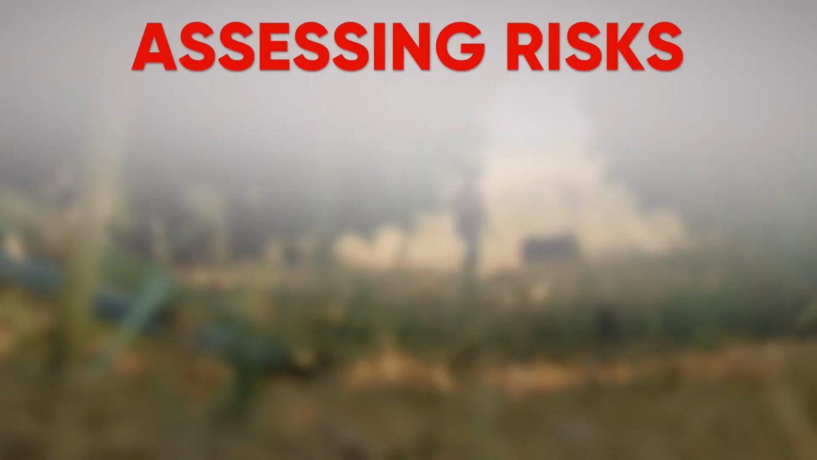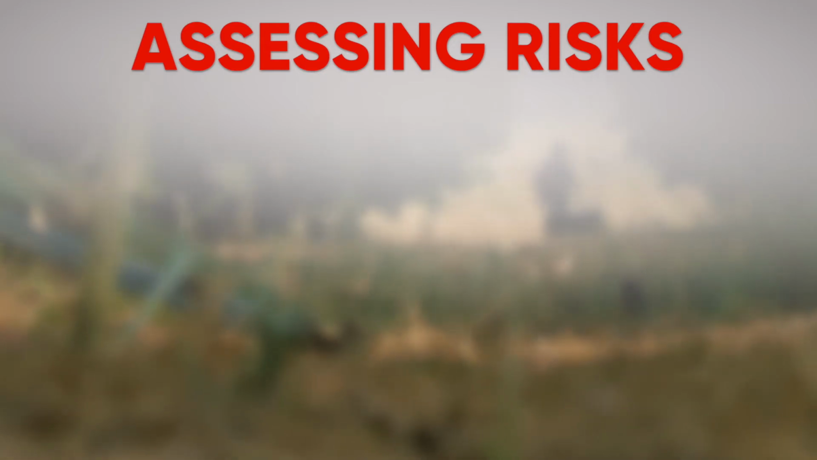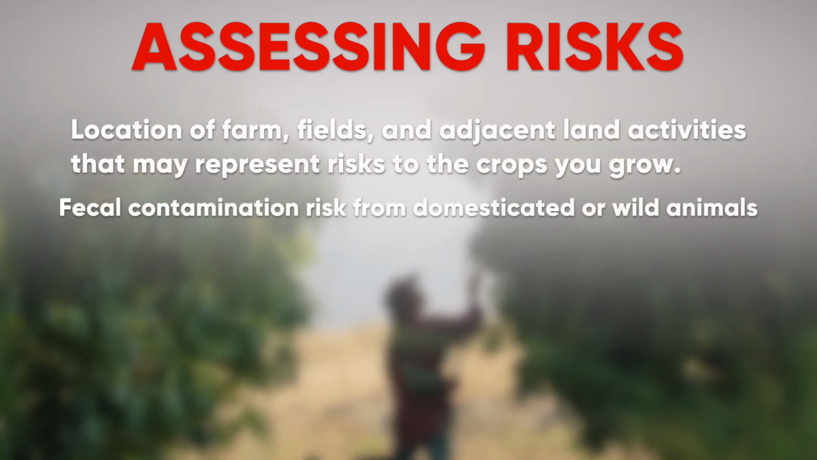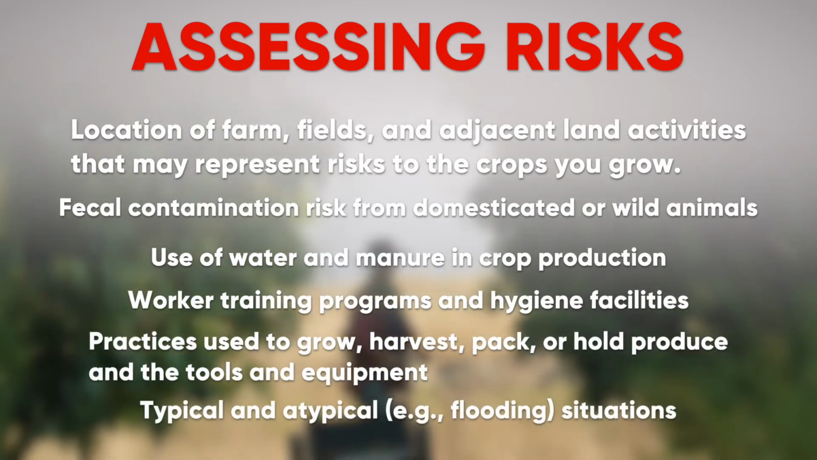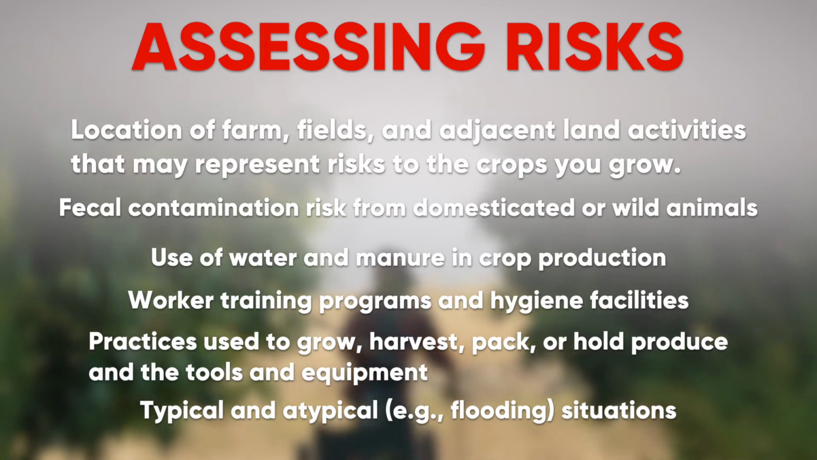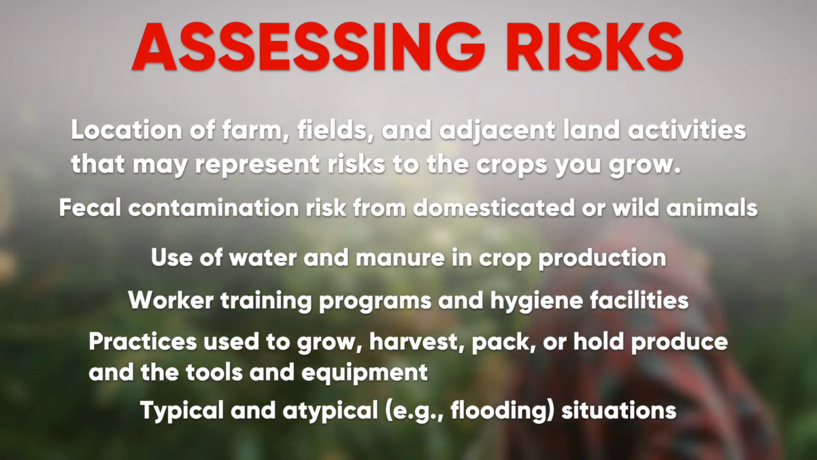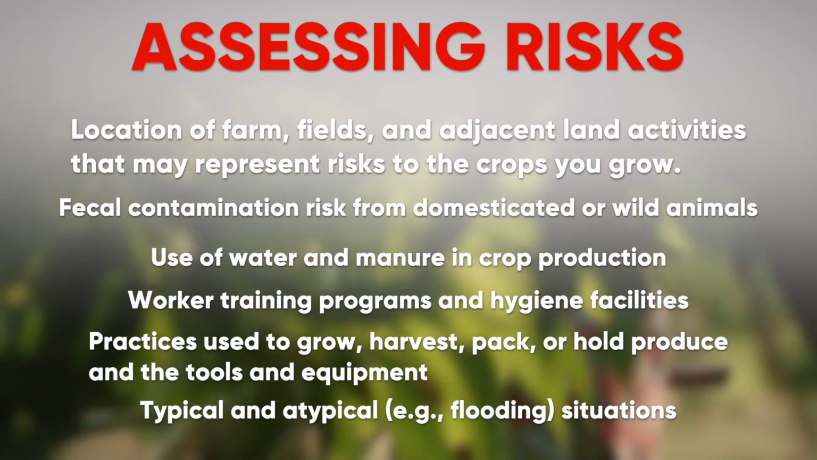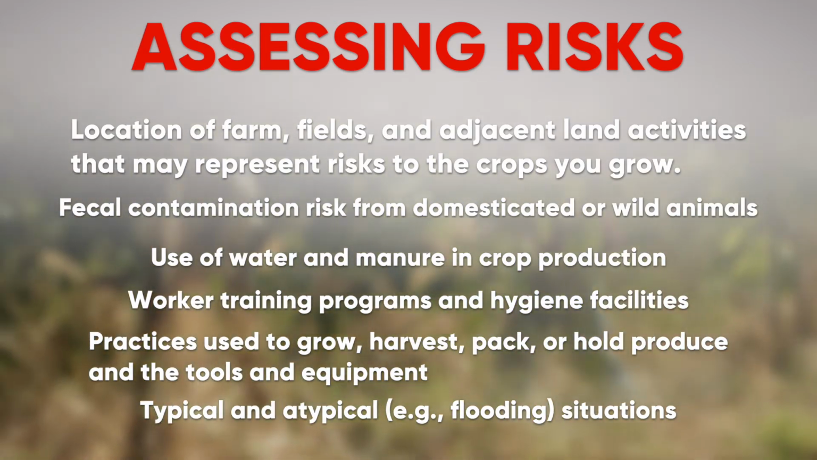Assessing risks. Assessing food safety risk requires a systematic review of the farm location, practices, conditions, and typical situations to determine where contamination could most easily occur. Many situations and risks will be discussed during this training, but each farm has its own unique risks. Growers should focus on learning how they can assess these risks so they can evaluate their own farm.